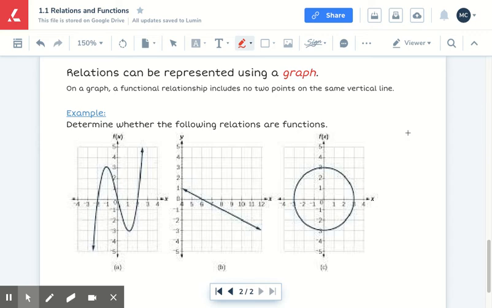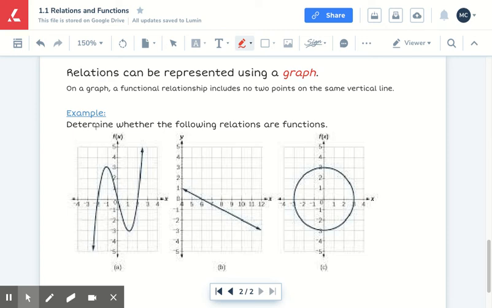Relations can also be represented with graphs, of course. And the graph could be a function, or it could be something that's not a function. And so the way that we test that is, in a functional relationship, no 2 points lie on the same vertical line on the graph. So one way that we could test that is by what we call the vertical line test. So let me see if I can get a nice vertical line in here. I'm not seeing any shapes, so I'm going to have to freehand it.